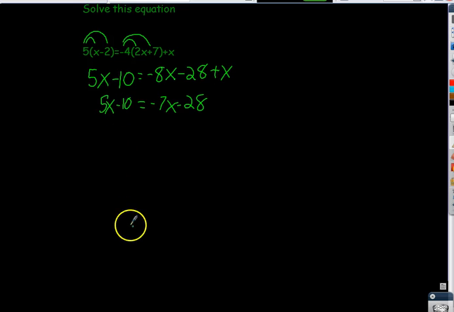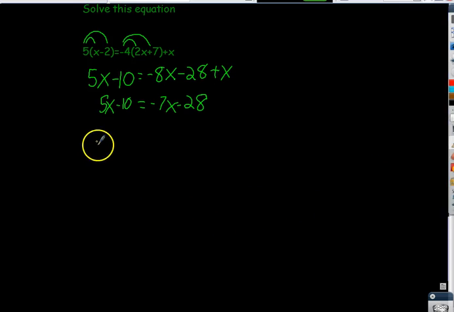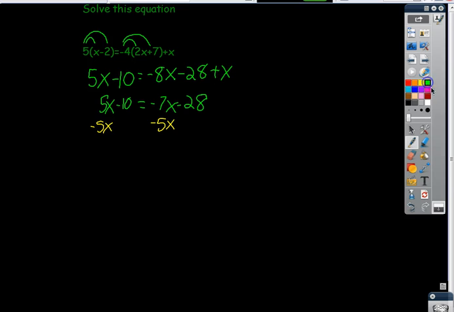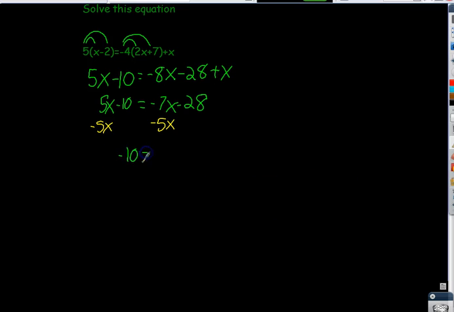5x minus 10. Alright, well, this is exactly like the last problem we did, where it was pick a side for the x's to go on. Now, since I brought them to the left side last time, I'm going to bring them to the right side this time. Does it matter? Absolutely not. I just want to show you that it really doesn't matter. So I'm going to subtract 5x from both sides. -10 equals -12x minus 28.